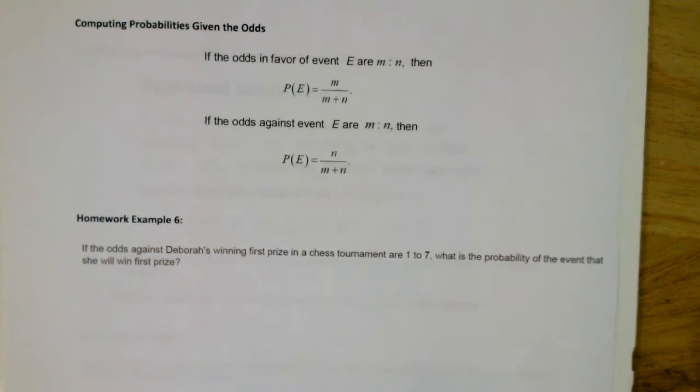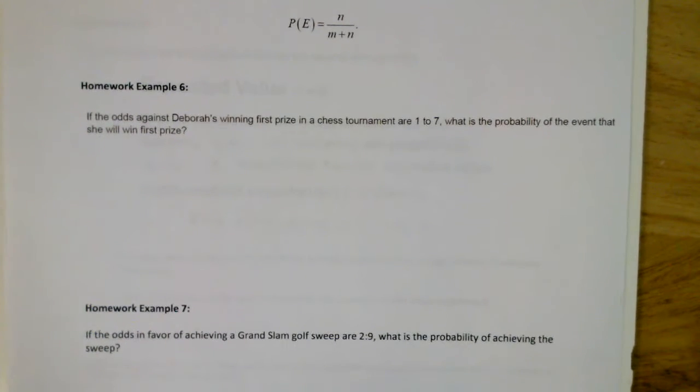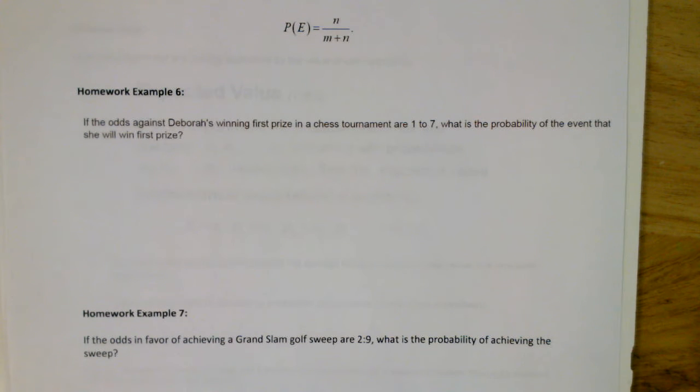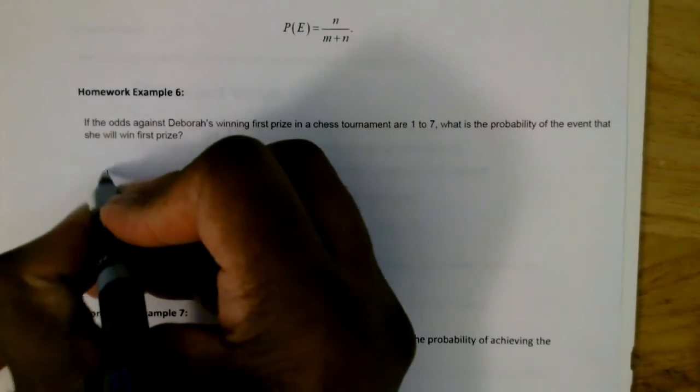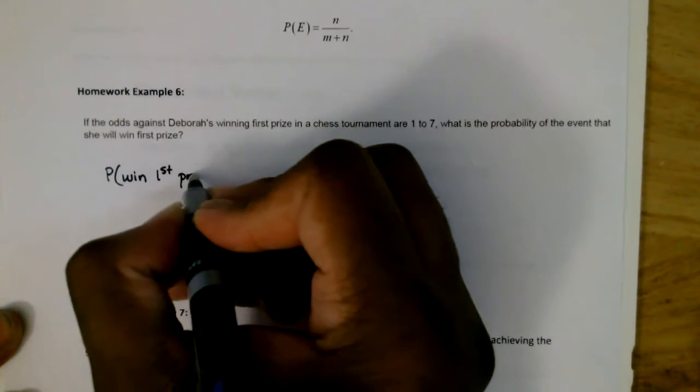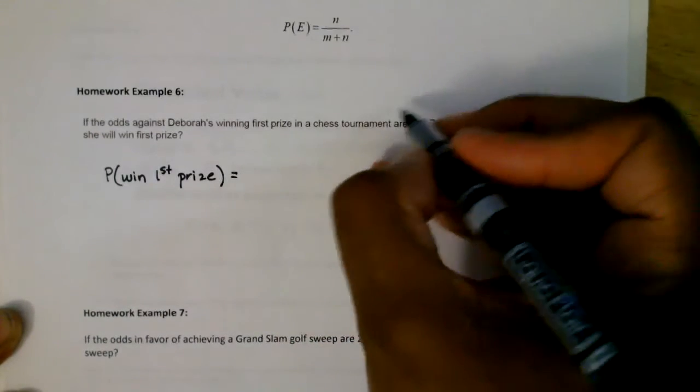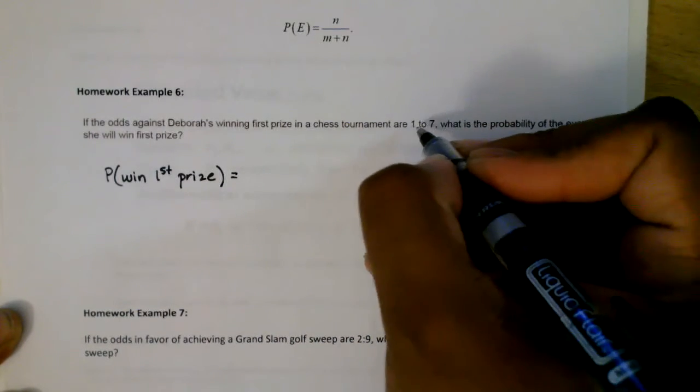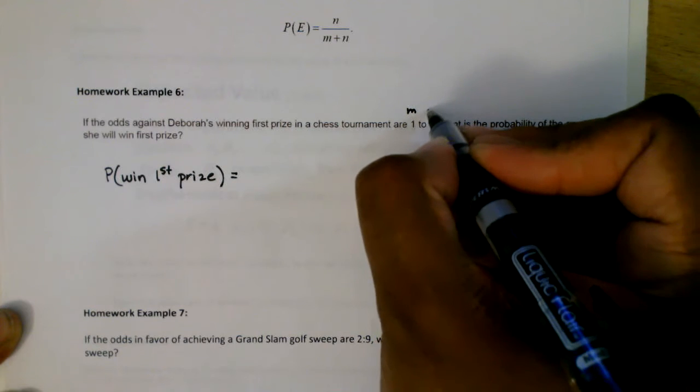Okay, so now let's look at this example. If the odds against Deborah's winning first prize in a chess tournament are 1 to 7, what is the probability of the event that she will win first prize? Okay, so let's say the probability of, let's say she wins first prize. Now, the odds against are 1 to 7, so this is your M and that's N.